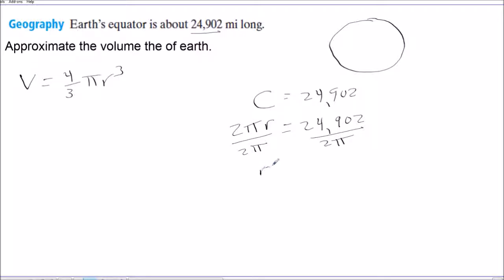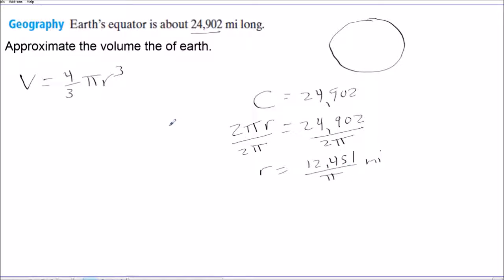Now, I'm going to leave this in as exact a form as I can. So I'm going to type in 24,902. I know you can probably do this in your head, but I'm not going to. Divided by 2, and so I'm canceling out the whole numbers here, and I get 12,451. The pi is still there. And I'm going to leave the pi there right now because every time I round, I lose precision. So I'm going to retain that right now.